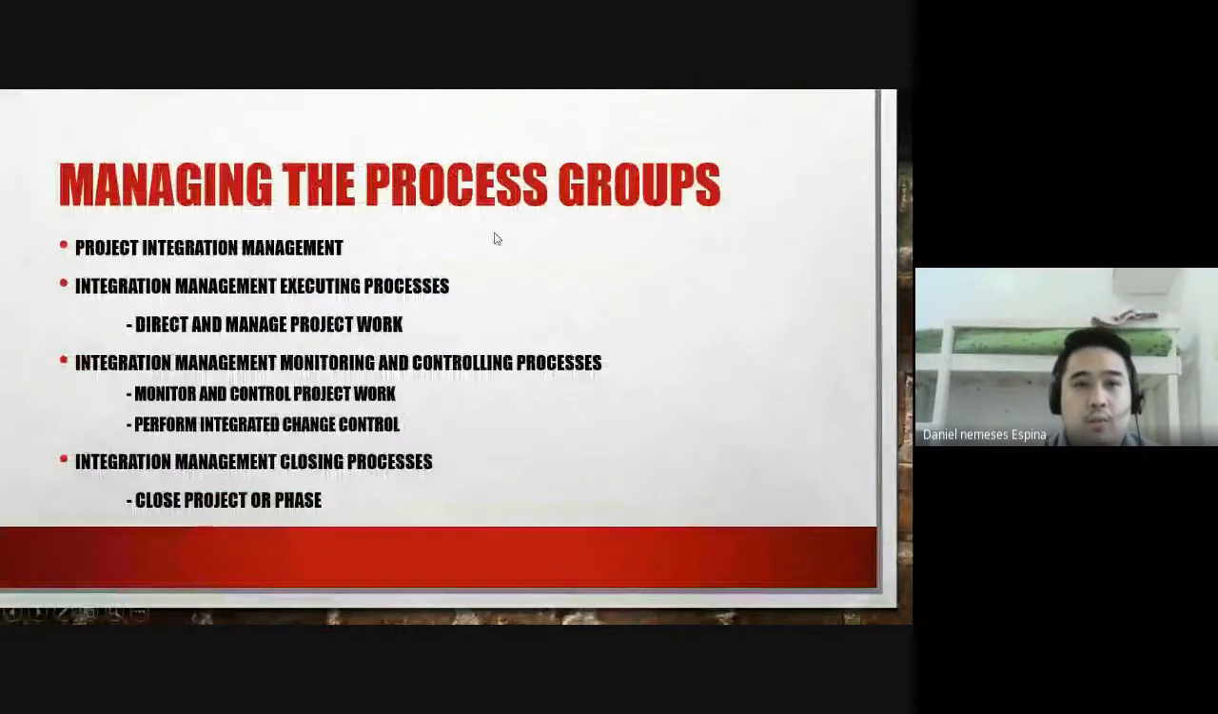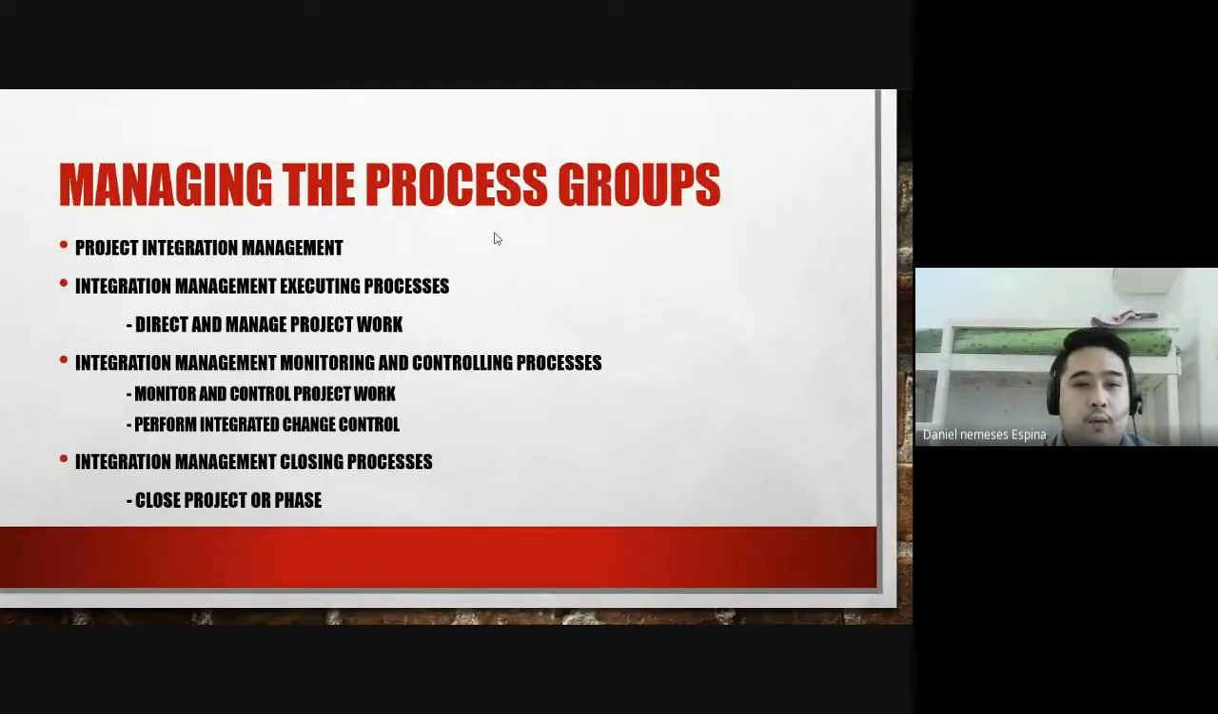Okay, so managing the process groups. So basically, it's managing your team. So contents: project integration management. So these are the steps. Okay, so integration management, executing processes. So basically, we are going to discuss how to direct and manage the project work.